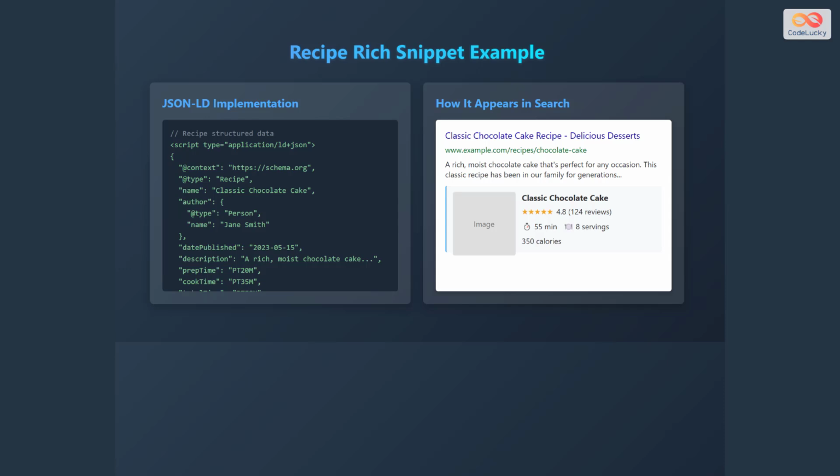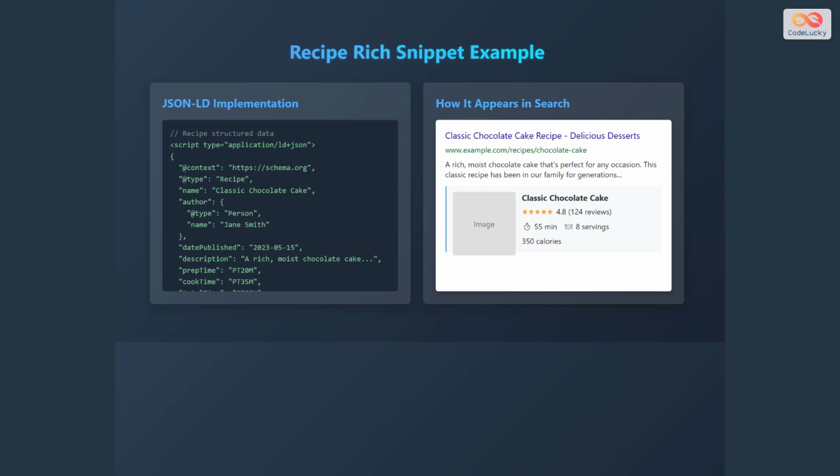The context is schema.org. The type is recipe. The name is classic chocolate cake. The author is of person type with name Jane Smith. The date published is 2023/05/15. The description is a rich, moist chocolate cake.